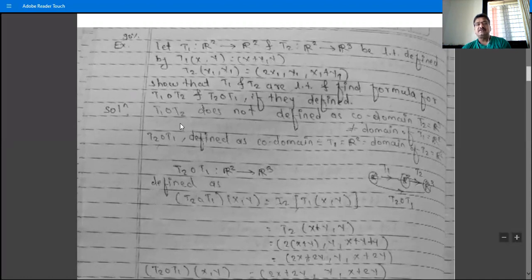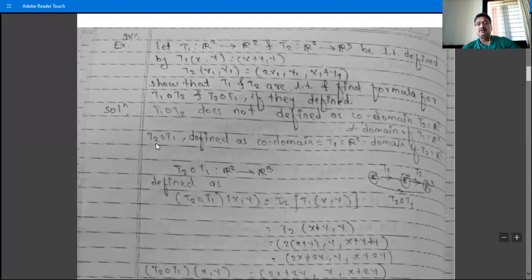So write that sentence. T1 circle T2 is not defined, as the codomain of T2 is not equal to the domain of T1, because the codomain of T2 is R cube and the domain of T1 is R square. So T1 circle T2 is defined if the codomain of the second place transformation, that is T2, is equal to the domain of T1, but this is not.